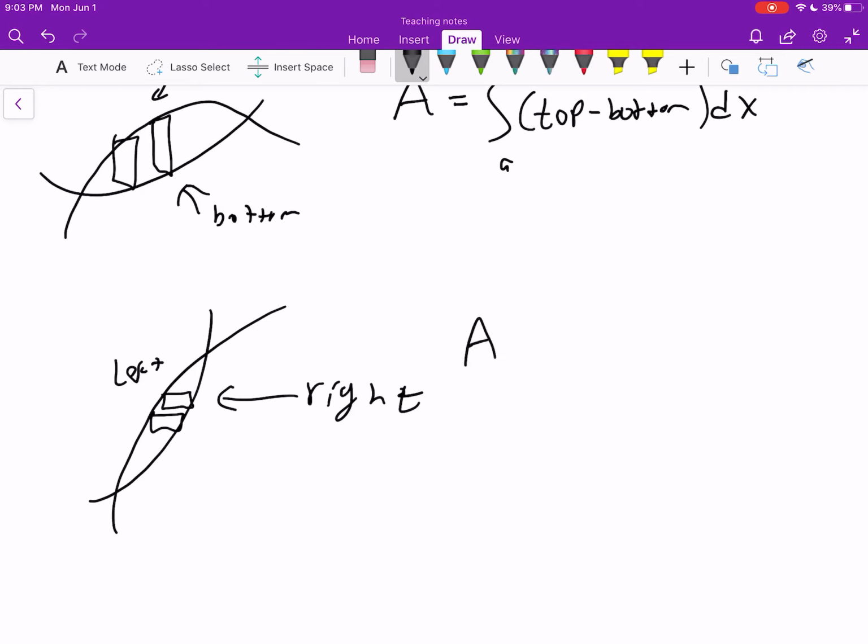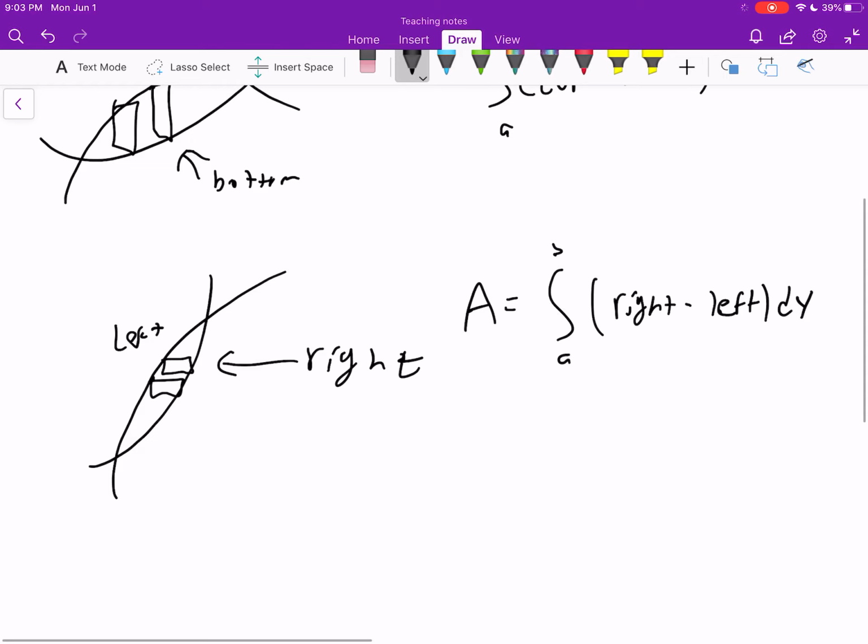So for this one, this area is going to be the integral from a to b. This time we're going to do right minus left. And this one, everything needs to have y in it. So if you're given an equation, y equals something in terms of x, you're going to have to solve that equation for x so that everything is in terms of y.